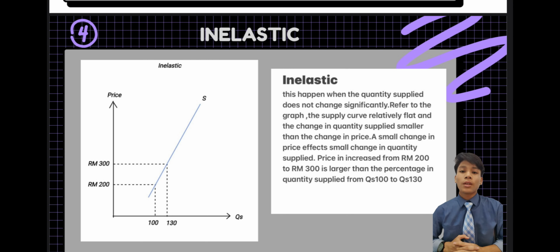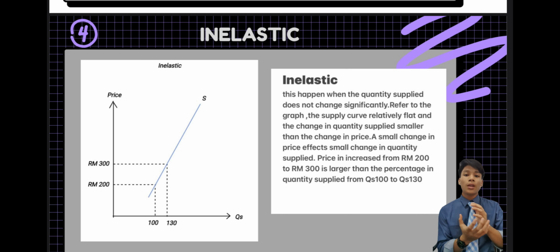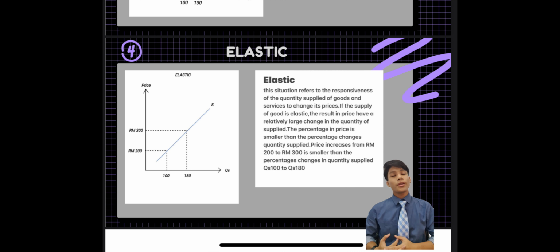Referring to the graph, the supply curve is relatively steep and the change in quantity supplied is smaller than the change in price. This happens when the quantity supplied does not change significantly. A small change in price causes a small change in quantity supplied. As you can see, the percentage change in price from 200 to 300 is larger than the percentage change in quantity supplied from 100 to 130. For question C, this is elastic.